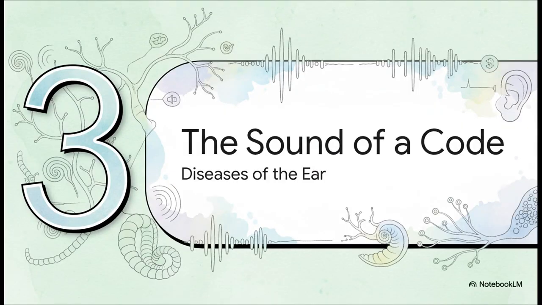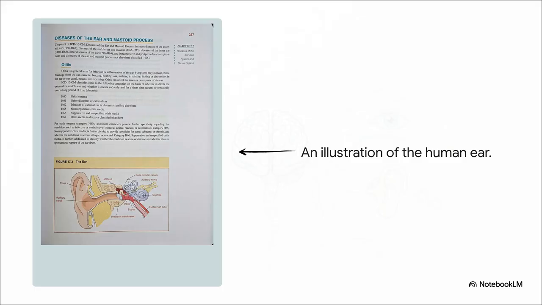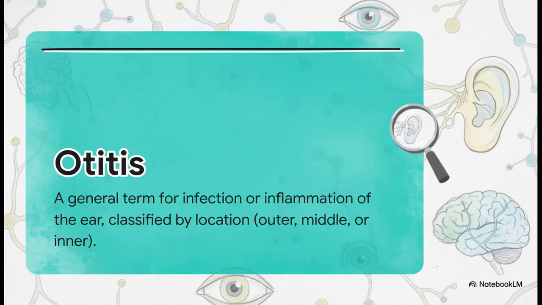All right, for our last section, let's talk about diseases of the ear. We're going to see how the very same principles, that anatomical logic and clinical specificity, apply to conditions like infections and hearing loss. So now we're in the chapter that deals with diseases of the ear and mastoid process. And, you guessed it, the codes are organized in a really intuitive way, based on the anatomy of the ear itself. This makes finding the right category of code a whole lot simpler, as long as you know your way around the ear.